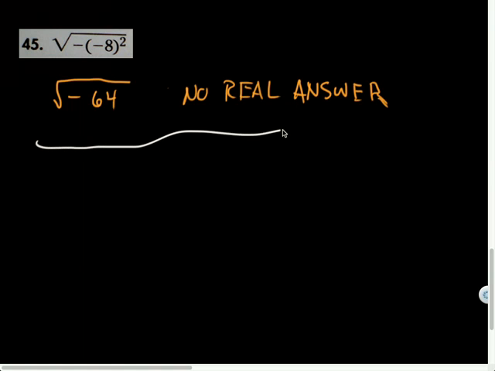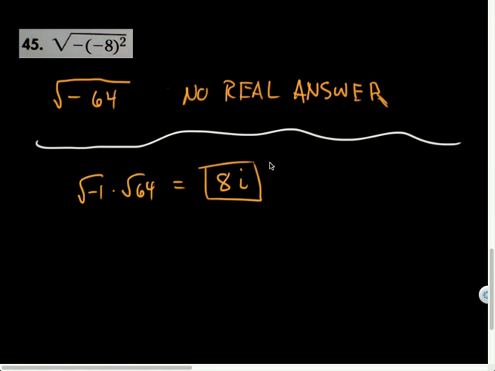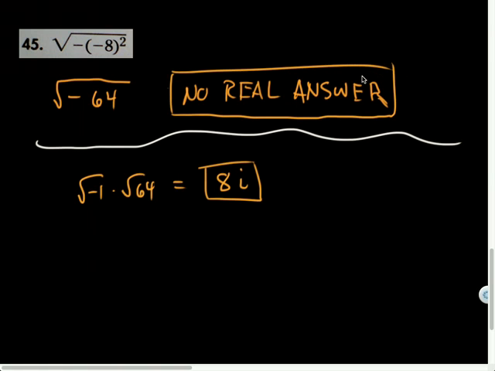All right, so I know there's no real answer, but I could actually break this up into the square root of negative 1 times the square root of 64. The square root of 64 is 8. The square root of negative 1 is i. So I know, aha. Yeah, that's what I got. But it is not real. It does exist, it's just not real. So no matter what, you end up writing it as no real answer.